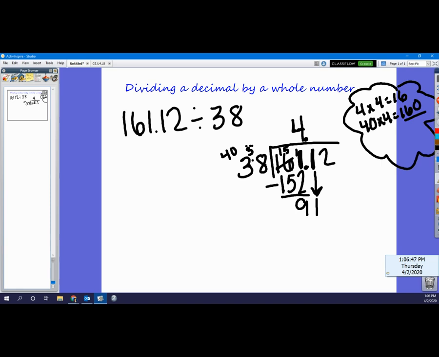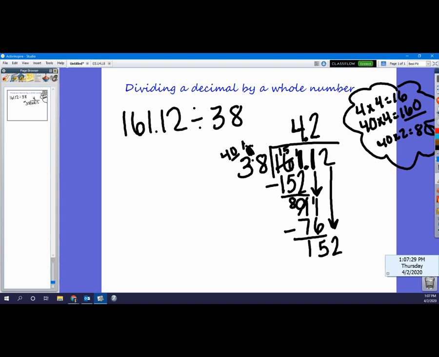So 38 goes into 91 2 times, and I can guess that because my estimate of 40 times 2 is going to be 80, and that gets me pretty close to 91. So I do 2 times 8 is 16, put down the 6, and then carry the 1. 2 times 3 is 6, plus 1 more is 7. And then I subtract, and I get 15. And then I bring down the 2.